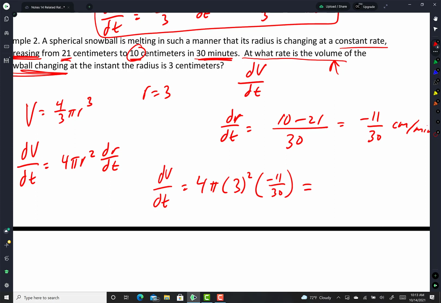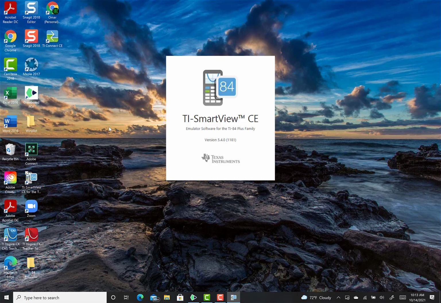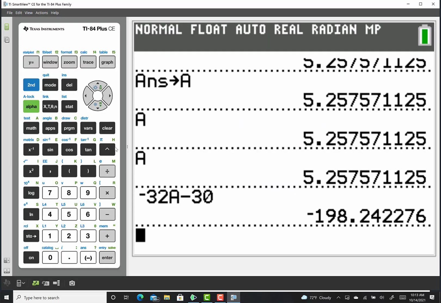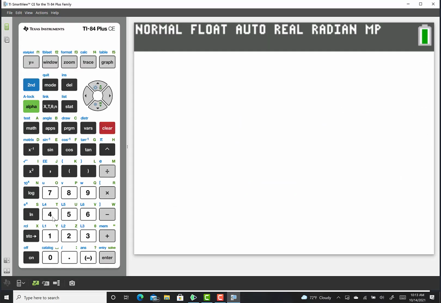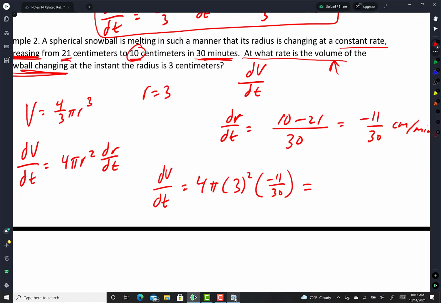I have a calculator here. Or let's just use the calculator that we have here, right? Let's get our calculator out. Get your calculators out, guys, because you're going to need them. Three squared. 4 times 3 squared. I'm not going to multiply the pi because I'm going to leave it in terms of pi times 11 over 30.